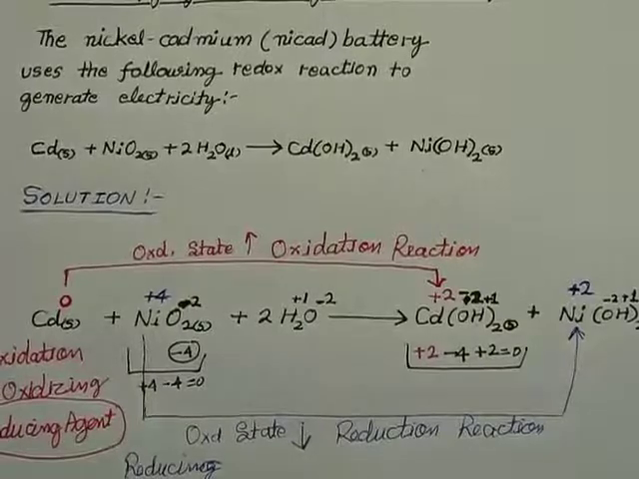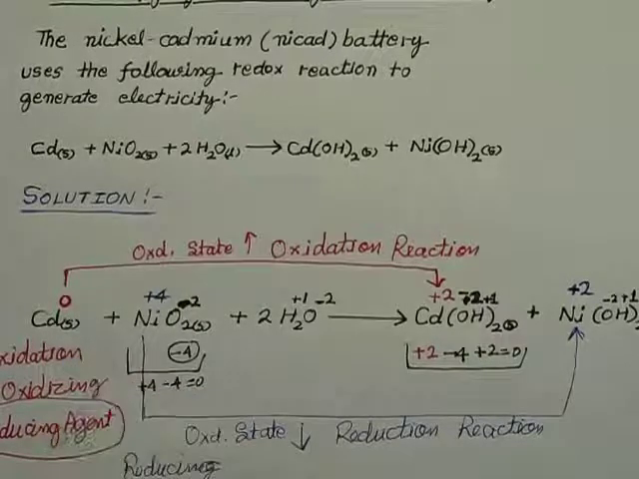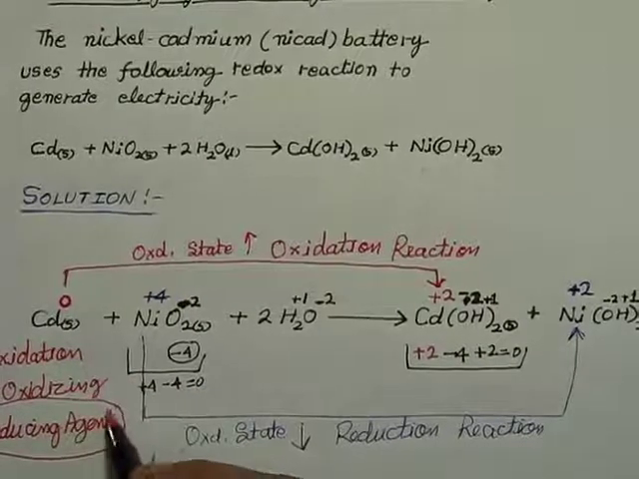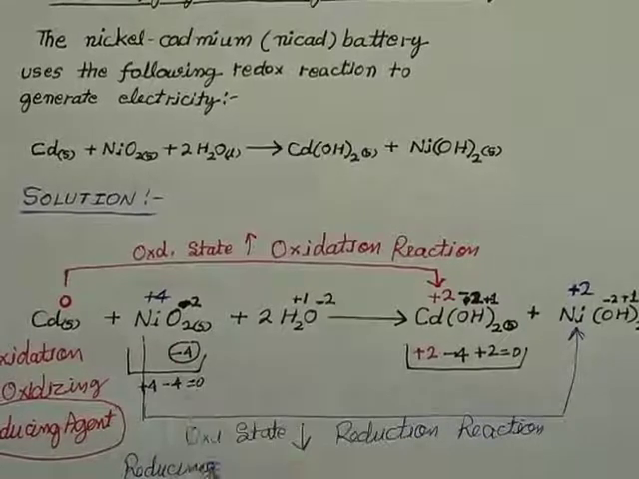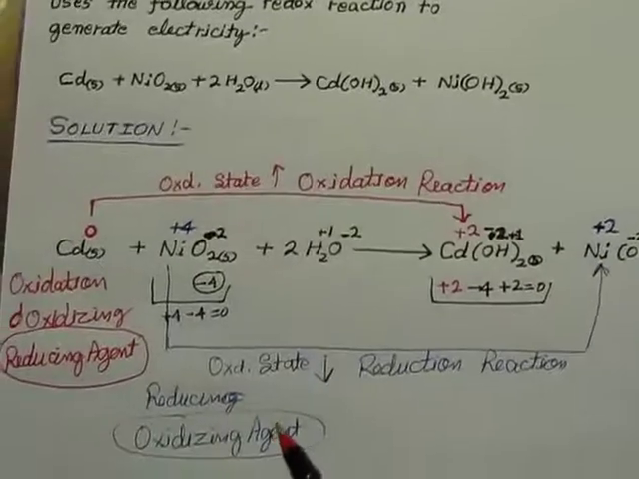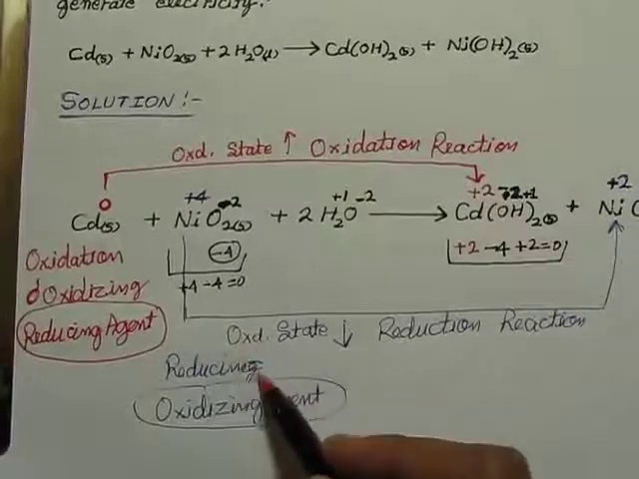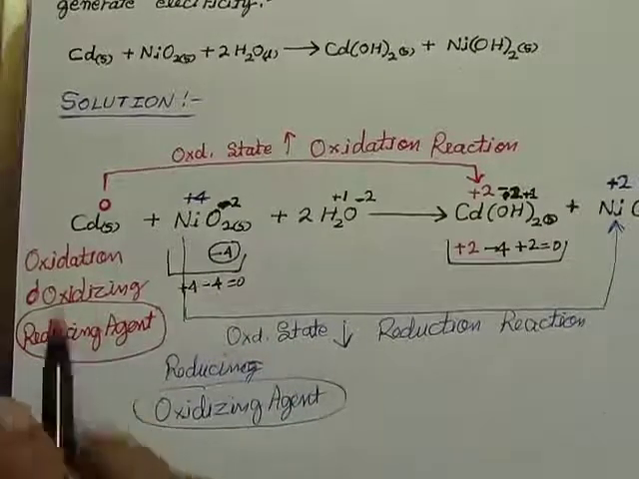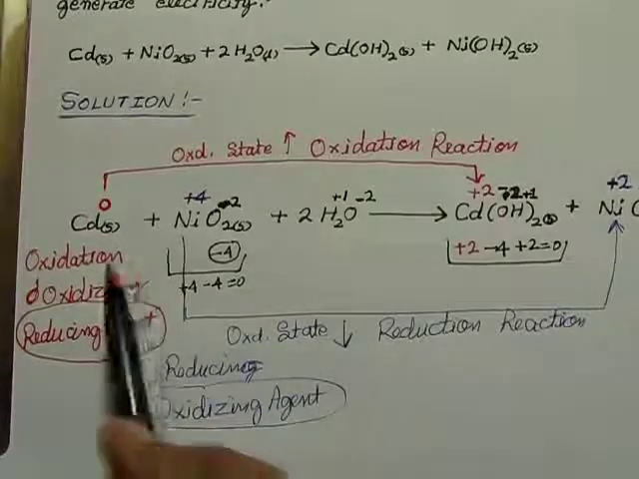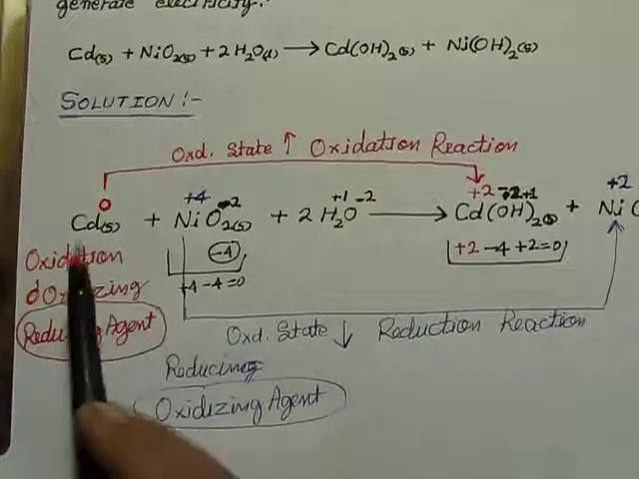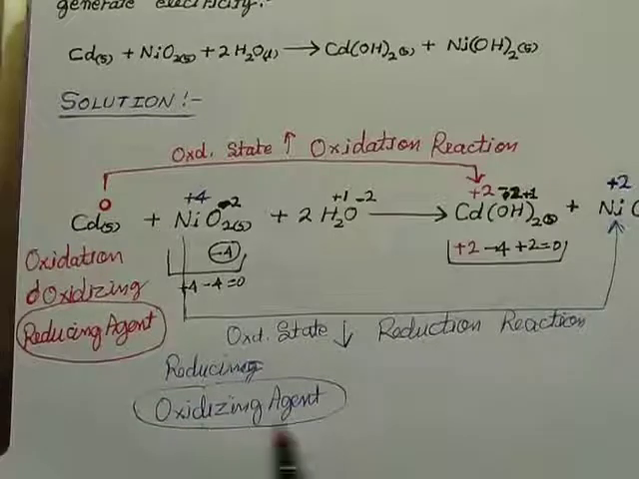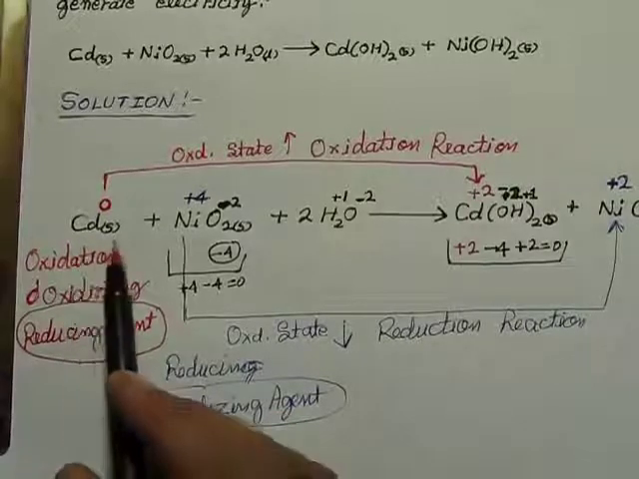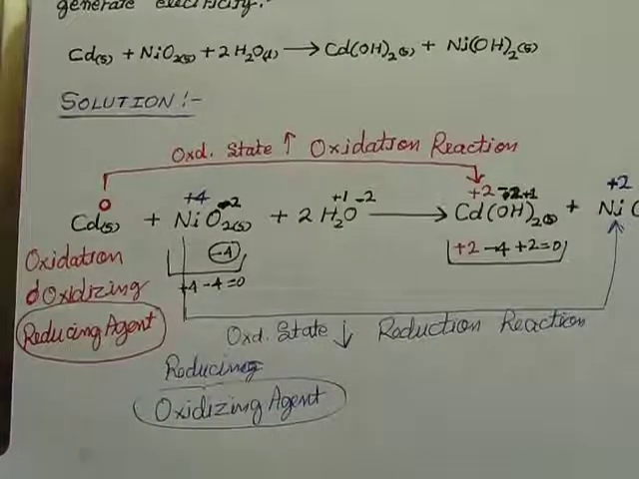So the substance which oxidizes is called the reducing agent, and the substance that reduces is called the oxidizing agent. So in this nickel cadmium reaction, the oxidizing agent is nickel oxide and the reducing agent is cadmium.